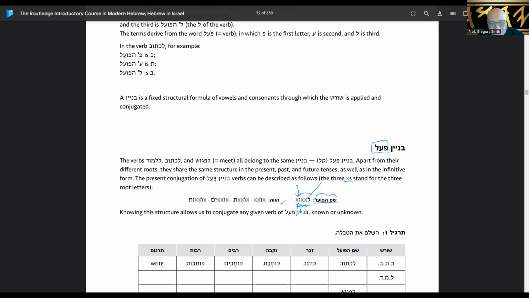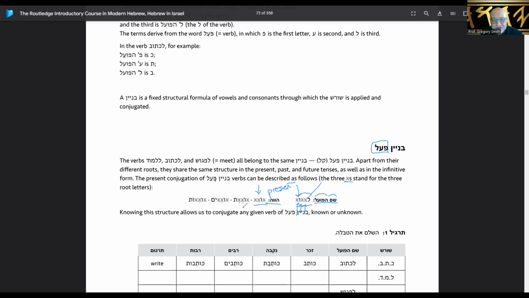Okay, so I think this hava has to do with present, if I remember correctly. Yeah, hava is the present time. Okay, and then here's a pattern. We're going to look at these patterns, okay?